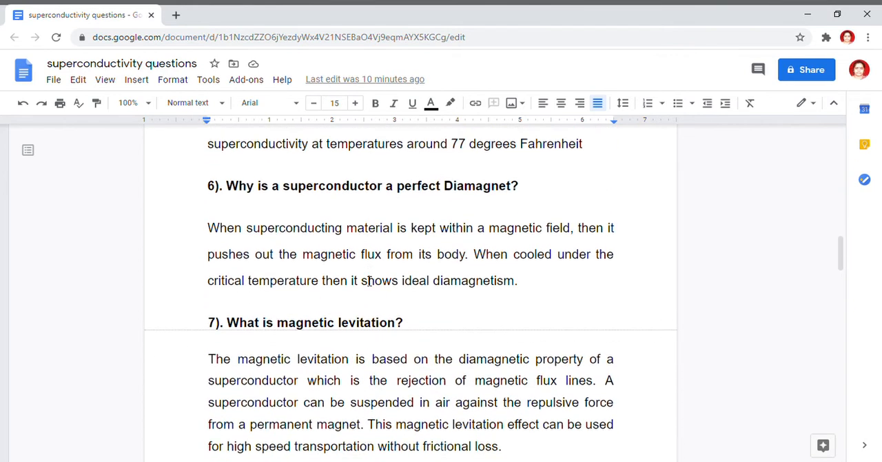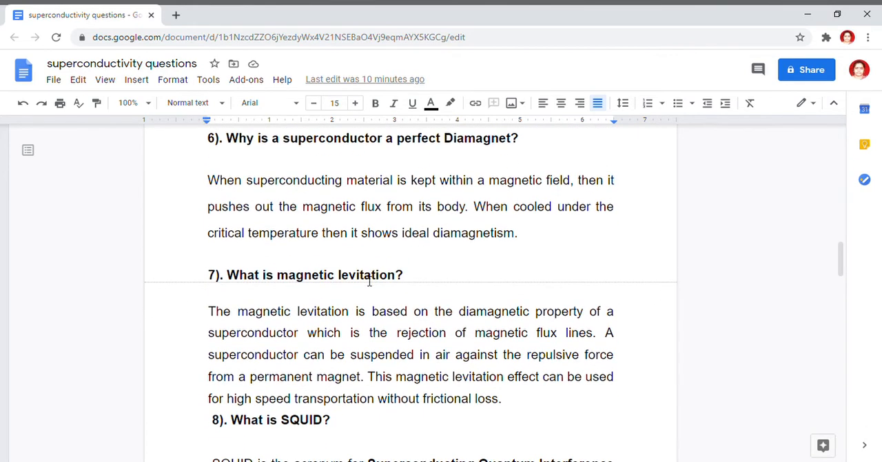The next problem which I am going to discuss is: why is a superconductor a perfect diamagnetic material? I am taking a superconducting material and placing it in a magnetic field. Then it is found that magnetic field lines are pulled out of the material. That means inside the material B equals 0. And we have already determined that chi for superconductors is negative. Hence, when they are cooled under a critical temperature, the negative susceptibility value shows that these materials are diamagnetic in nature.